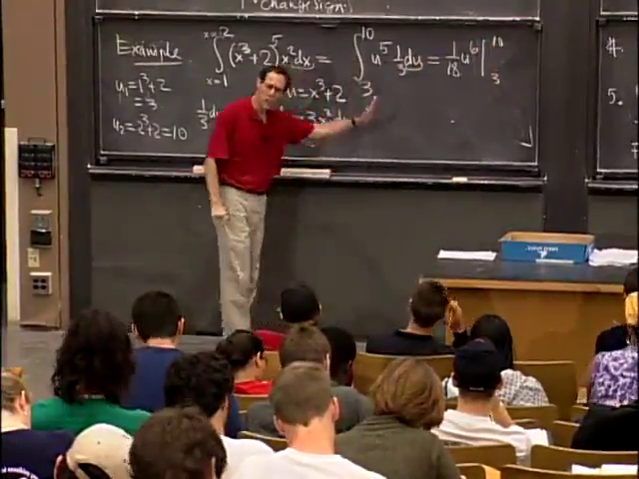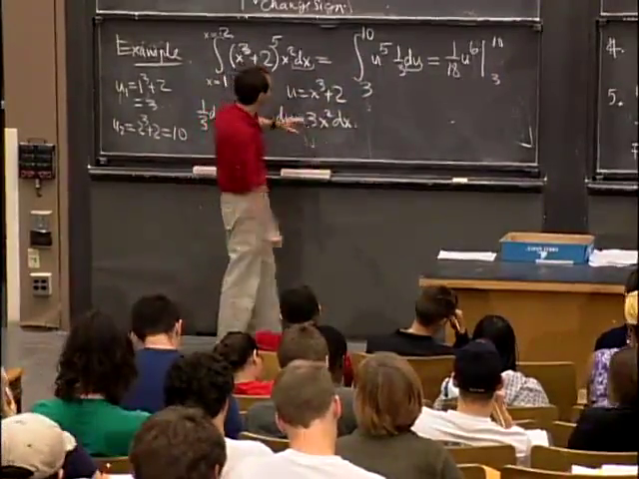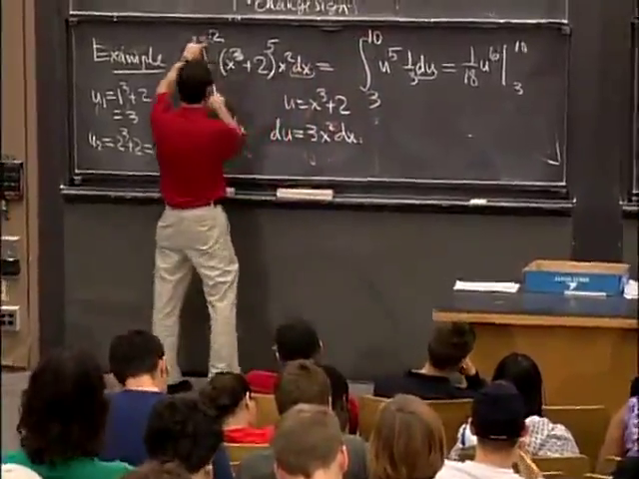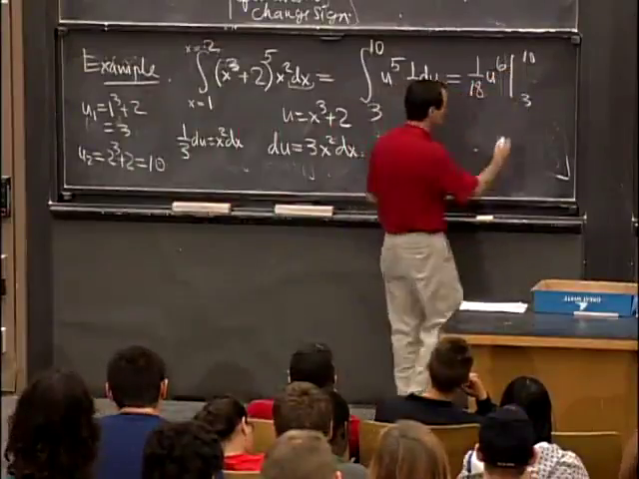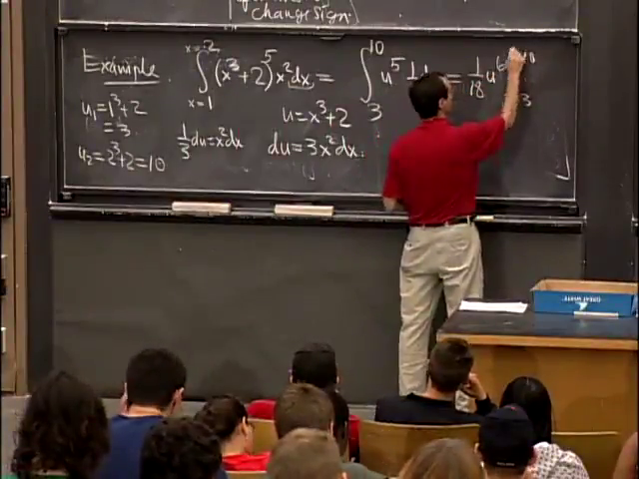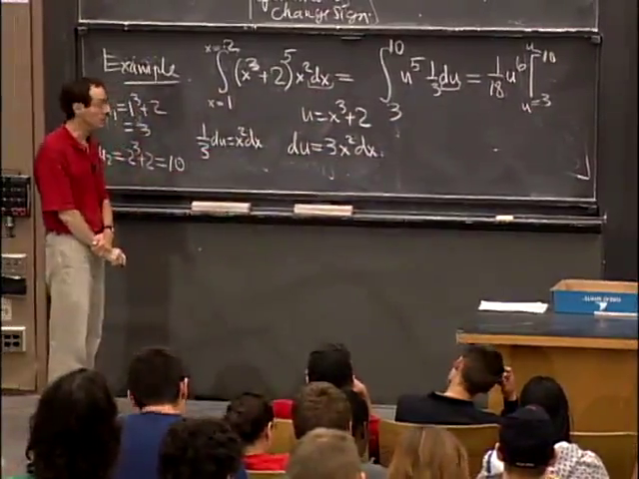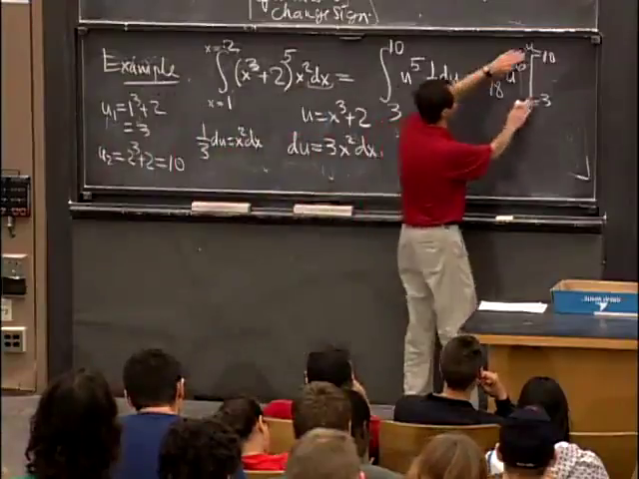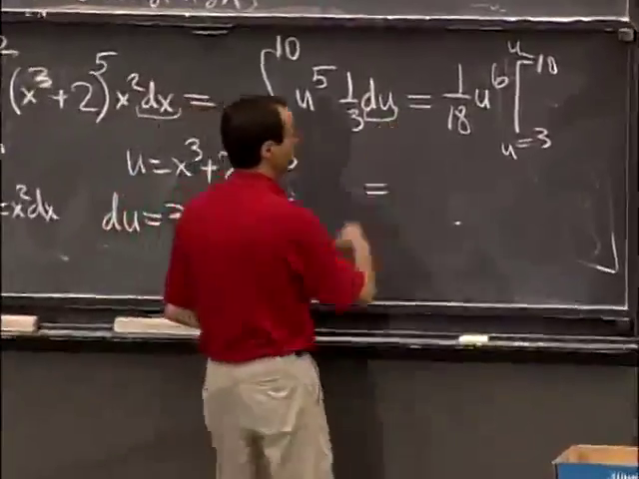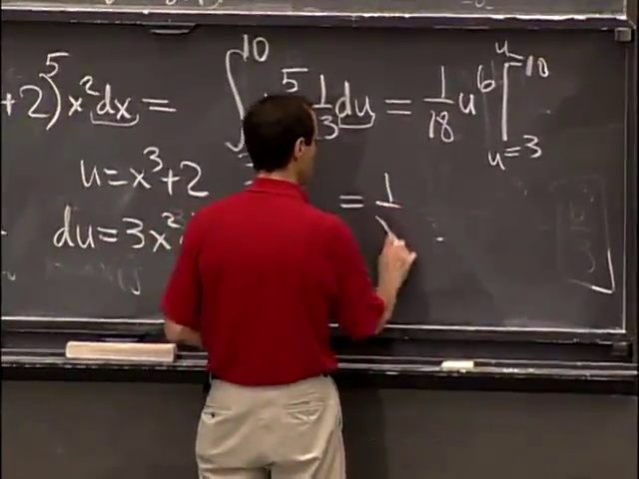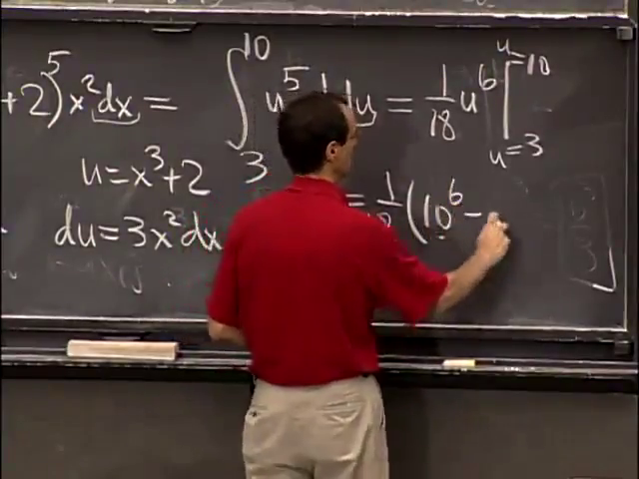And this is where the most common mistake occurs in substitutions of this type, which is that if you ignore this and you plug in these 1 and 2 here, you think, oh, I should just be putting in 1 and 2. But actually, it should be the u value that we're interested in. The lower limit is u equals 3, and u equals 10 is the upper limit. Those are suppressed here, but those are the ones that we want. And so here we go. It's 1/18 times some ridiculous number, which I won't calculate, 10 to the 6th minus 3 to the 6th.